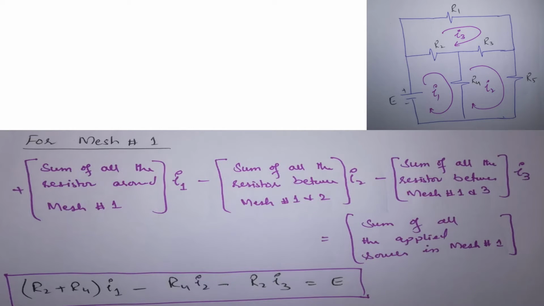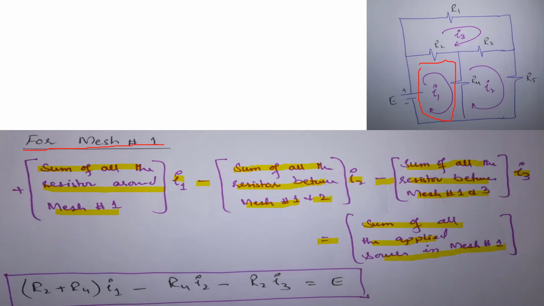Now first we consider mesh 1 and write the equation for that mesh. For mesh 1, the inspection method is the sum of all the resistors around mesh 1 multiplied by the current of mesh 1, minus the sum of all the resistors between mesh 1 and mesh 2 multiplied by the current of mesh 2, minus the sum of all the resistors between mesh 1 and mesh 3 multiplied by the current of mesh 3. Now we have only three meshes, so we conclude our formula here, which is equal to the sum of all the applied sources in mesh 1.